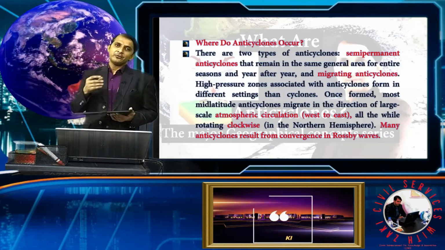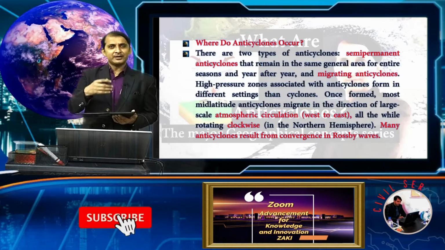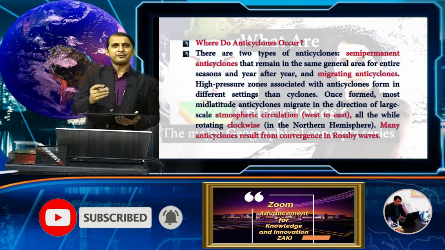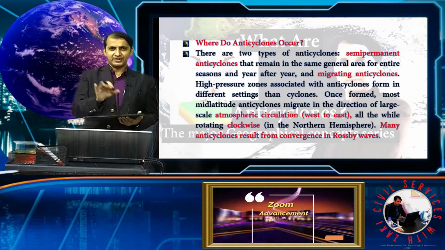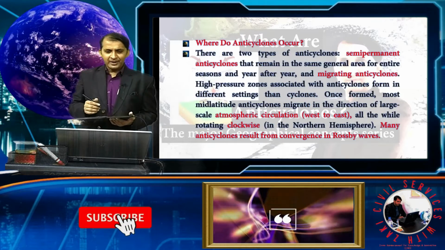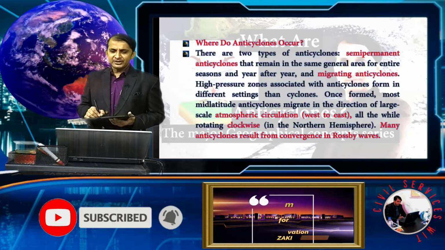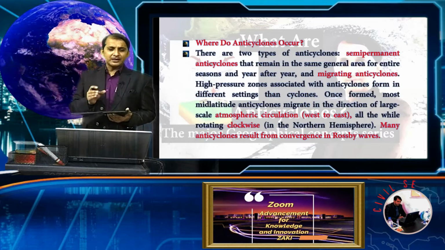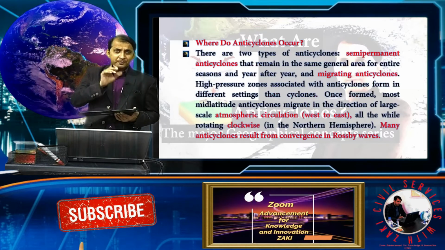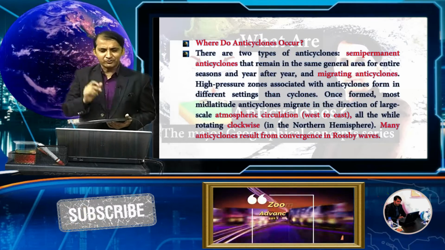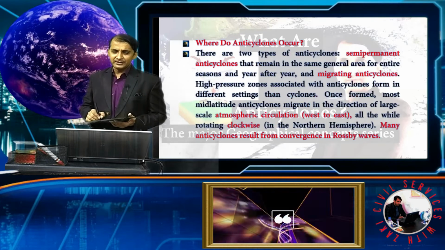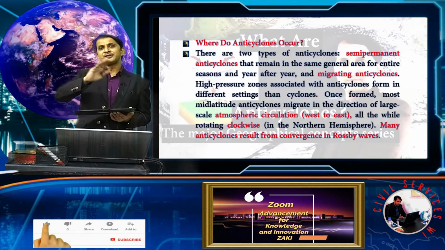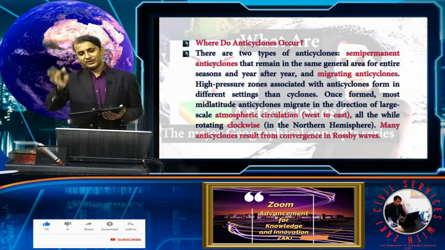So it means one year is another year and another year the same season, and mostly these types of seasons are associated with the winter season, so they remain in the same year. And the second is the migrating anticyclone. Both of these are high pressure zones associated with anticyclones, which form in a different setting than the cyclone, just the opposite setting of the cyclone.